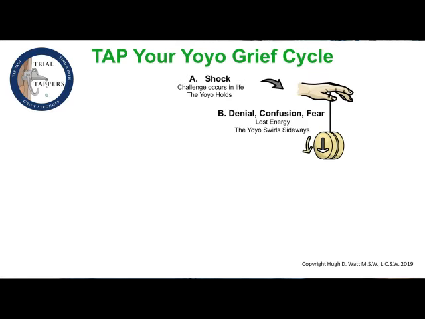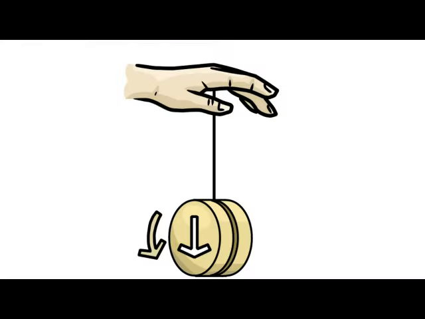Now stage B here is that denial or confusion or fear that occurs during that challenge. When you begin using a yo-yo, you attach it to your finger and you let the yo-yo drop. And I have a yo-yo here. This free-falling motion represents the confusion and fear that many feel during a major trial.